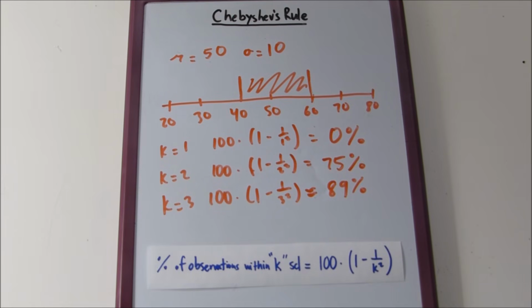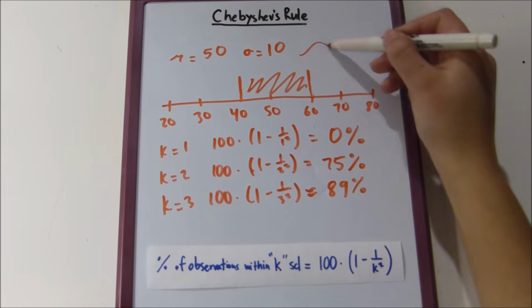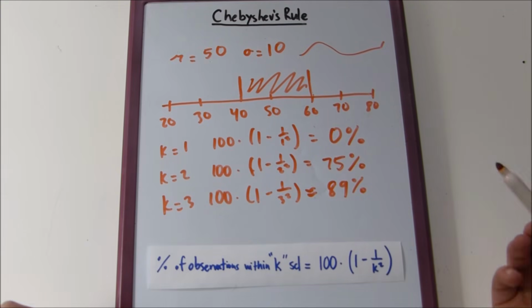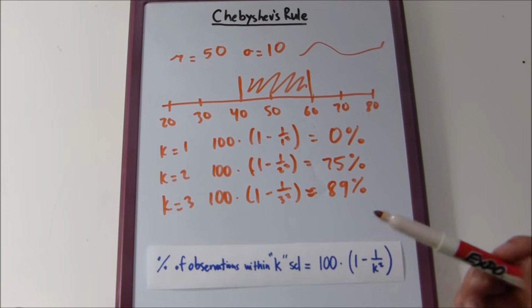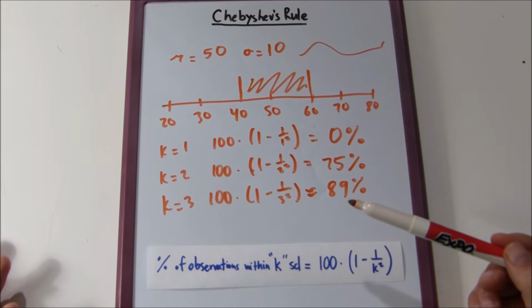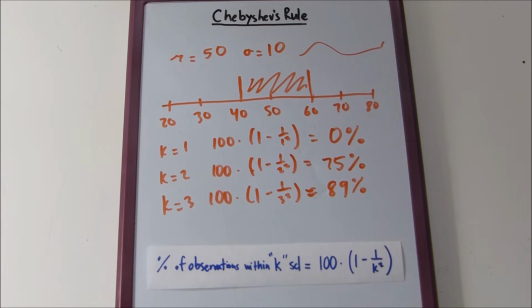There is another rule called the empirical rule, which is a lot more precise, but the reason it's more precise is because it's used for only normal curves, or it should only be used for normal curves. Like I said, Chebyshev's rule, if you had some distribution that looked like that, you could use it for this. The results you get are less precise, sure, but you can use Chebyshev's rule for that.